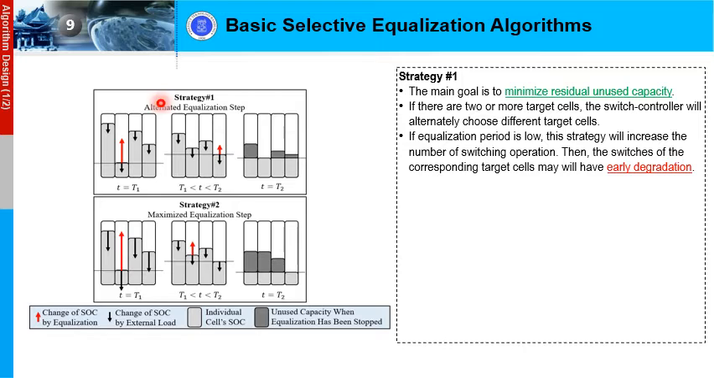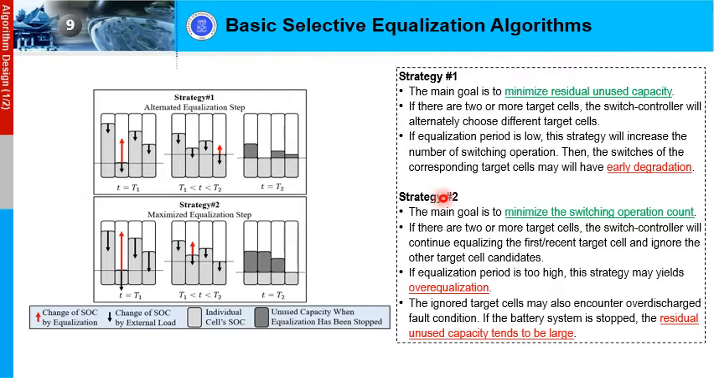In the first strategy, the main goal is to minimize residual unused capacity at the final time. At the middle time, this strategy may have alternately different target cells candidate. So, the number of switching operations may be increased and those switches may have early degradation.